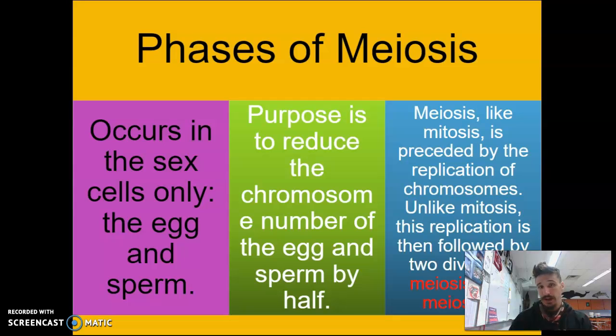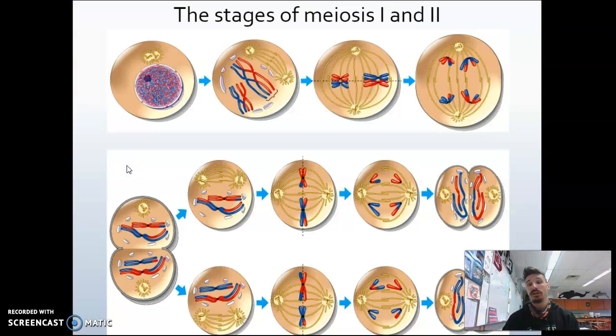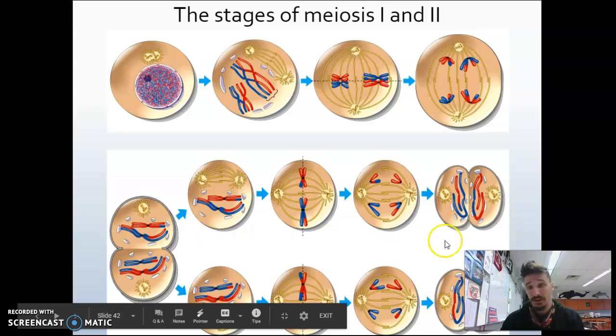And of course, meiosis, like mitosis, is preceded by the replication of chromosomes in the S phase of interphase. But unlike mitosis, this replication is then followed by 2 cell division events. Whereas in mitosis, there's just mitosis and cytokinesis, right? But in meiosis, there's going to be 2 sets of division, not just 1. And we call those sets meiosis 1 and meiosis 2. And here are the stages of meiosis 1 and meiosis 2. Meiosis 1 up here, meiosis 2 is down here.